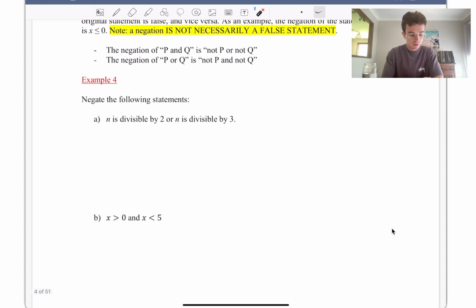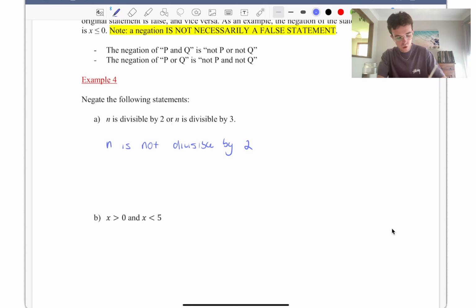Negate the following statements. We've got n is divisible by 2 or n is divisible by 3. Well, first of all, the opposite of being divisible by 2 is not being divisible by 2, and the opposite of being divisible by 3 is not being divisible by 3. So we might say n is not divisible by 2. Now this is an or, so and not divisible by 3.